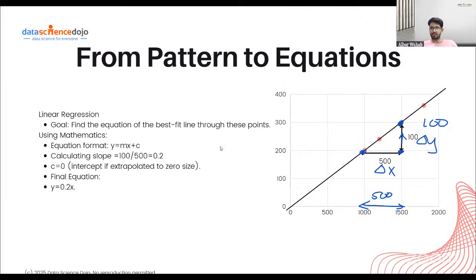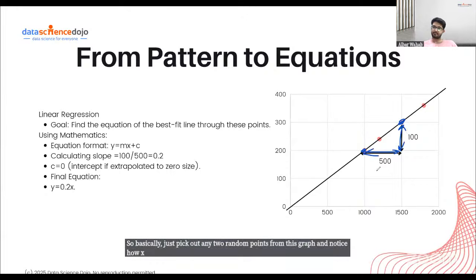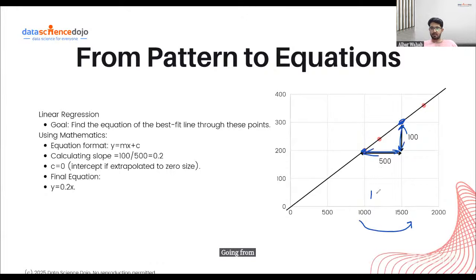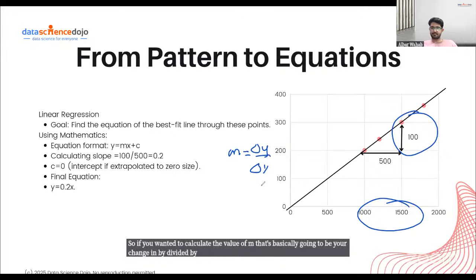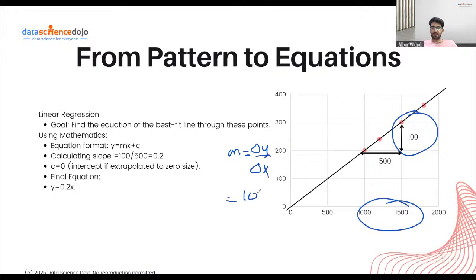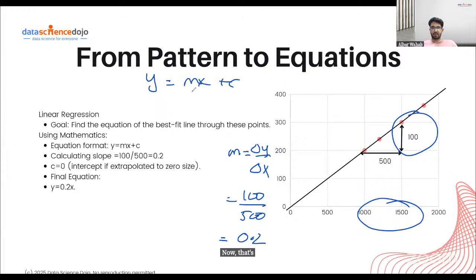Right? So basically, just pick out any two random points from this graph and notice how x and y are changing. Going from 1000 to 1500, your x changes by 500. And going from 200 to 300, your y changes by 100. So if you wanted to calculate the value of m, that's going to be your change in y divided by change in x, which is 100 upon 500, which ends up giving you the value of 0.2. Now, that's the first part of your equation, m: y equals 0.2x.